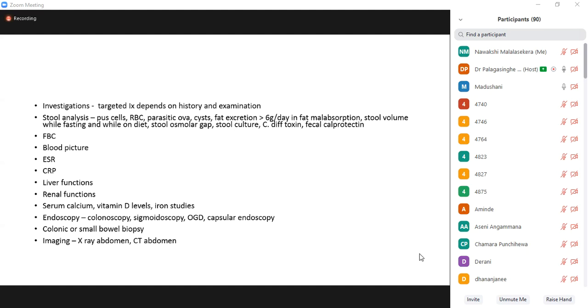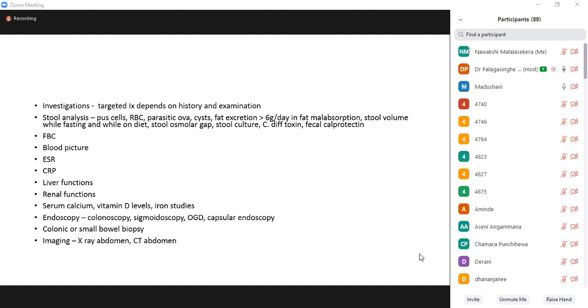For patients with chronic diarrhea, you are interested in doing a stool analysis. There you would look at the pus cells, RBC in stools, whether there are any parasitic cysts in the stools. Then sometimes you may be interested to specifically look for certain component excretions in the stools, especially fat excretion. If it is more than 6 grams, as I said before, it indicates underlying fat malabsorption, steatorrhea.